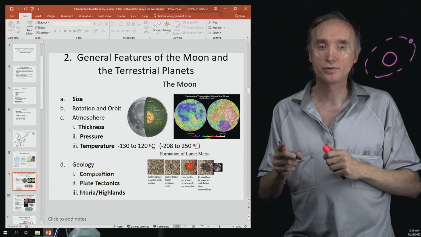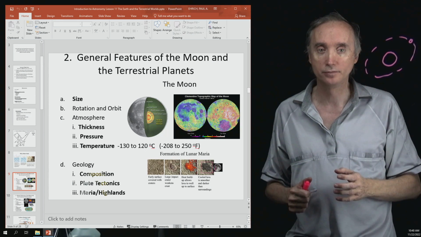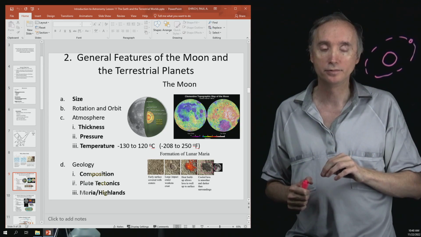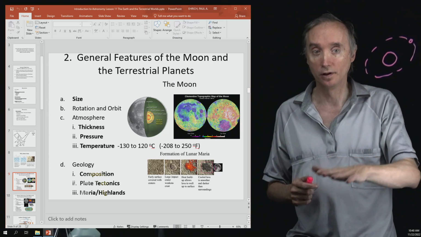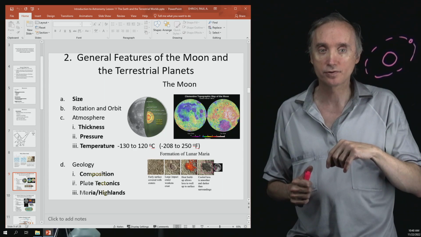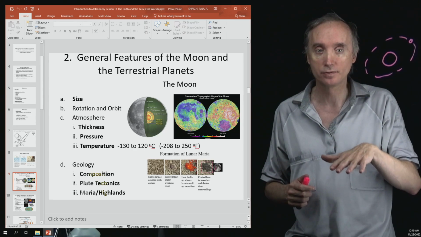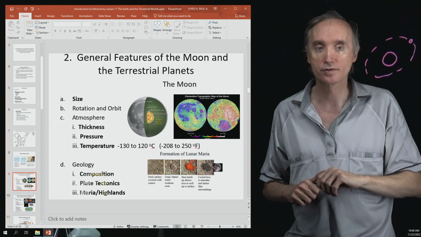The picture on the right shows you the surface topography. The blue area represents areas that are topographically lower, and then the yellow and green areas show the areas where you'd have mountains, the areas that are topographically high on the surface of the moon.